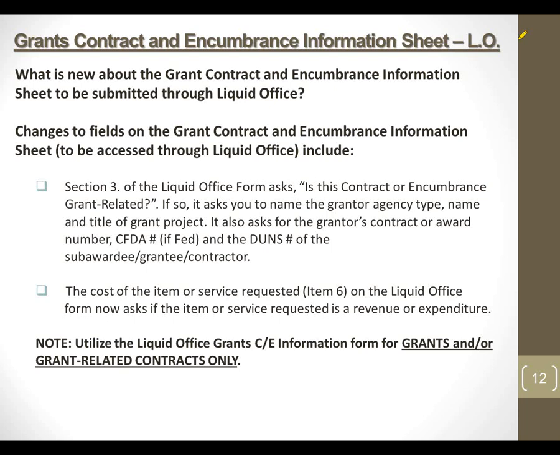And if your sub-grantee does not have a DUNS number, they will need to apply for it prior to the grants contract and encumbrance information sheet being submitted. If you have additional questions regarding DUNS numbers or how to obtain one, feel free to call our office and we will share that information with you. Secondly, this form was changed based on the cost of the item or service requested, which is item number 6 on the form that you're familiar with. We now ask, is that item or service being requested a revenue or an expenditure?